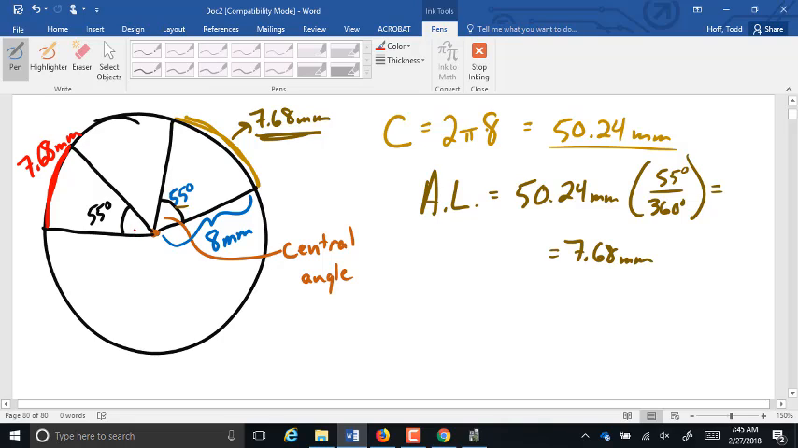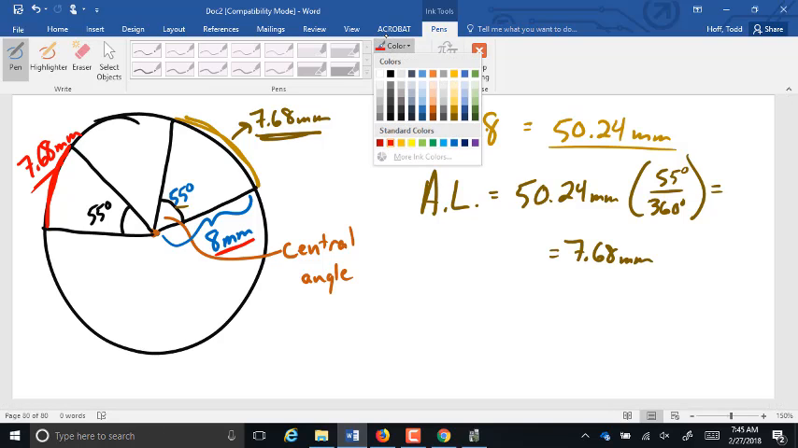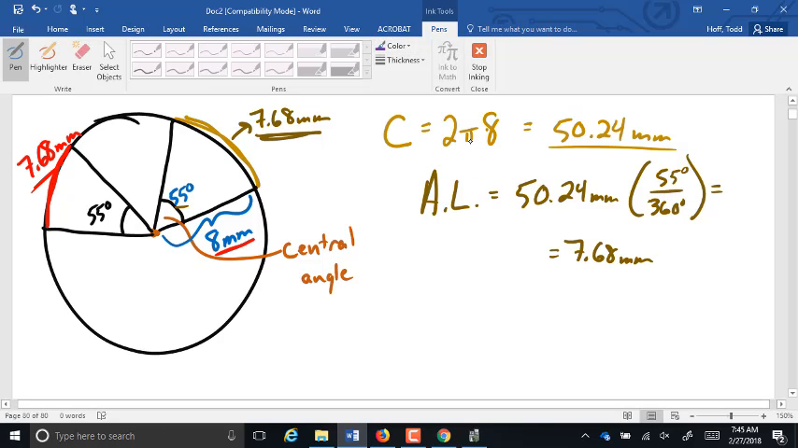In fact, it doesn't even have to be in the same circle. In any circle with a radius of 8 millimeters, a 55-degree central angle is going to give us an arc length of 7.68. Because of that relationship, rather than always calculating that arc length, we'll sometimes name that arc in degrees from the central angle. It's 55 degrees. This is also a 55-degree angle. And what that is, or a 55-degree arc, I should say.